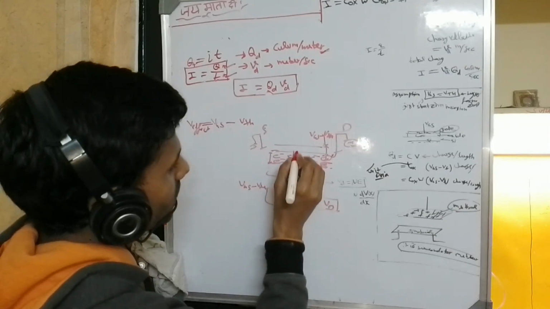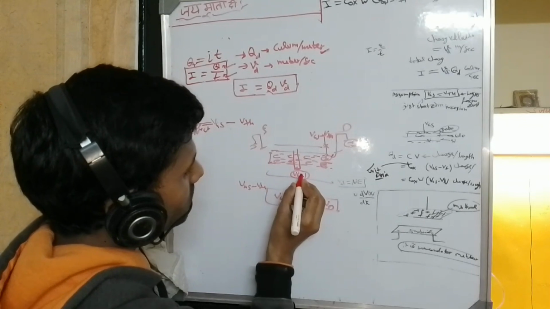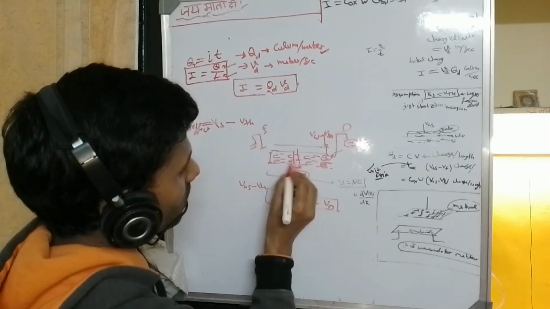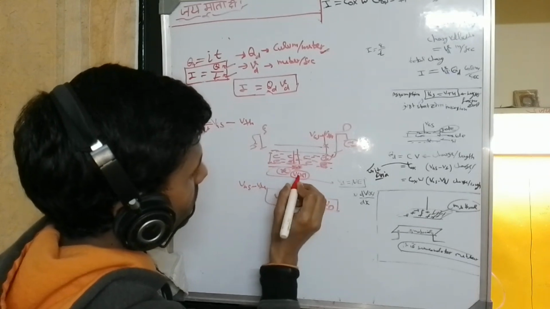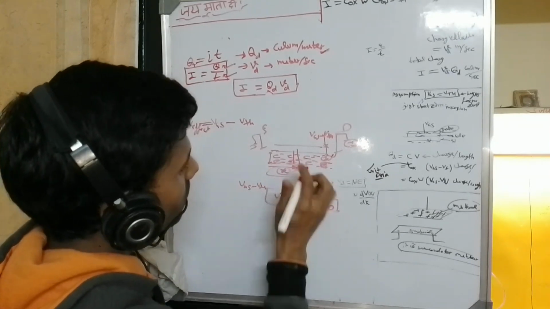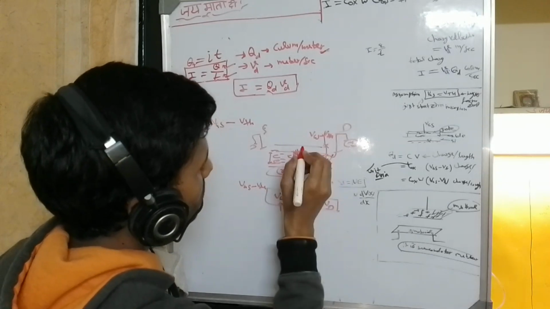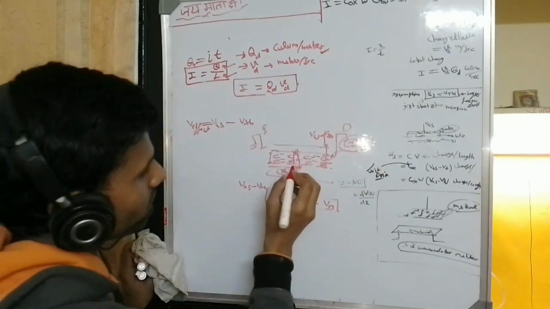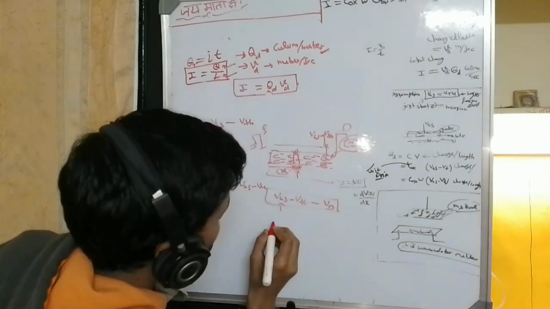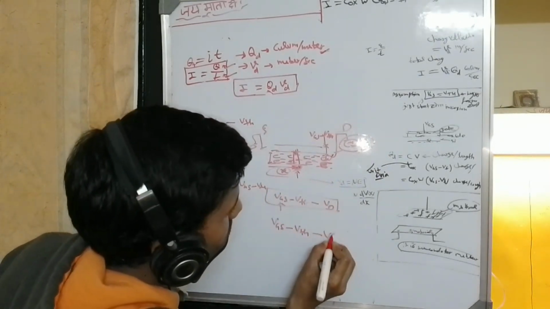Suppose I take this area Vx, so in this region at the x length, because of the drain positive voltage, what is the effective voltage here? It will be VGS minus VTH minus Vx.